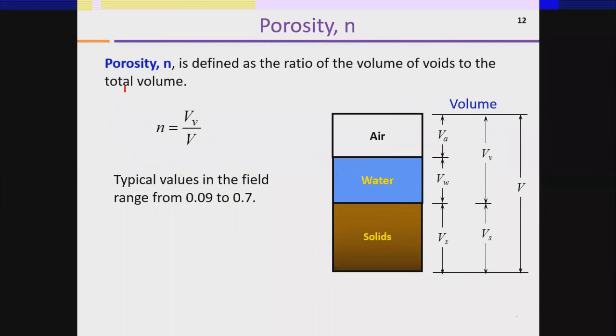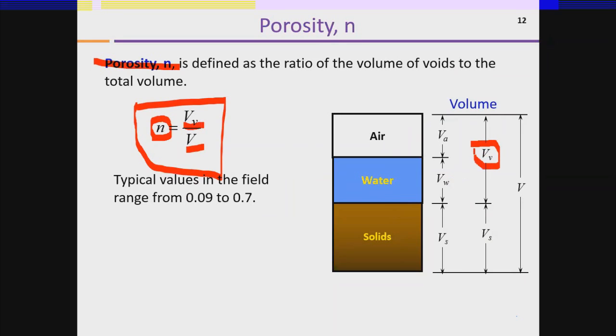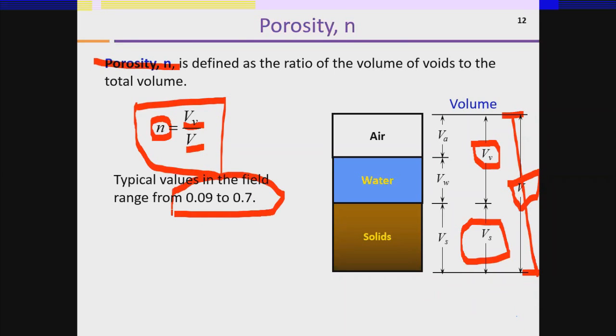Then you have the porosity. Void ratio is represented by small e, and porosity is represented by small n. Porosity is the ratio of volume of voids to the total volume of the soil. In void ratio we used the volume of voids divided by the volume of soil solids, but in porosity we use the total volume of the soil system. That is the difference between void ratio and porosity. Typical values in the field lie from 0.09 to 0.7, for densely packed soil and loosely packed soil respectively.